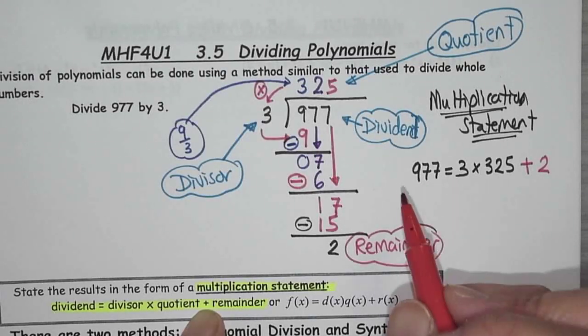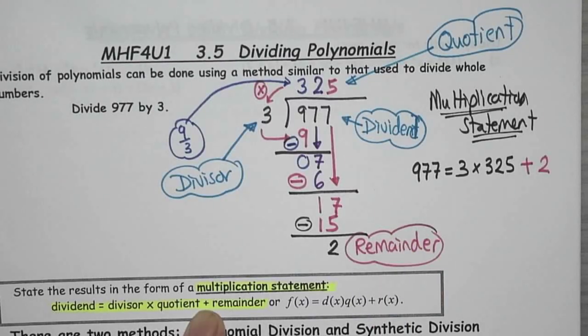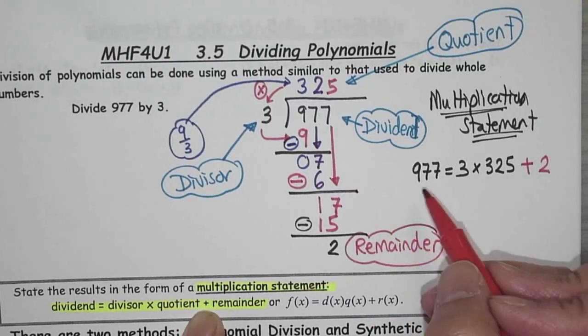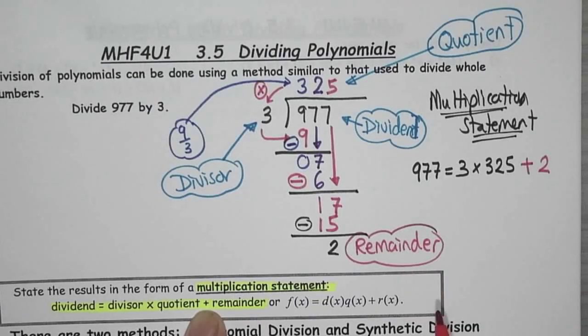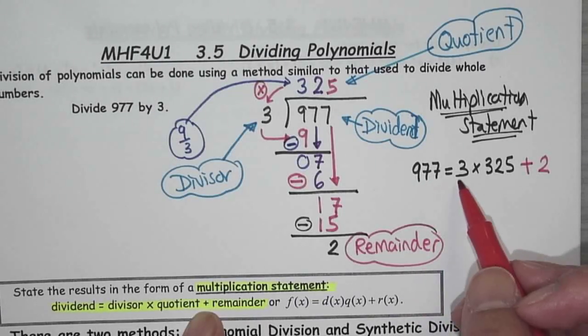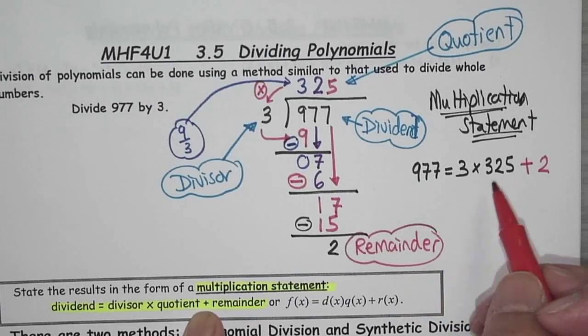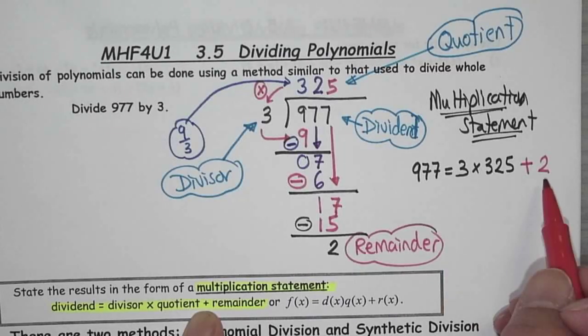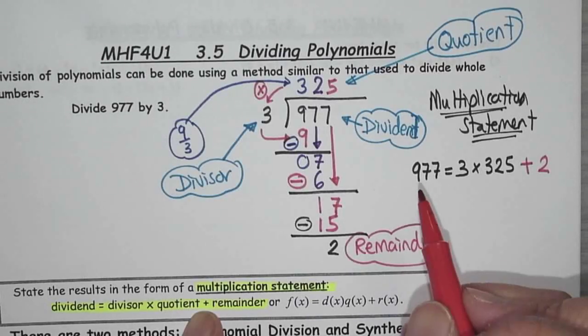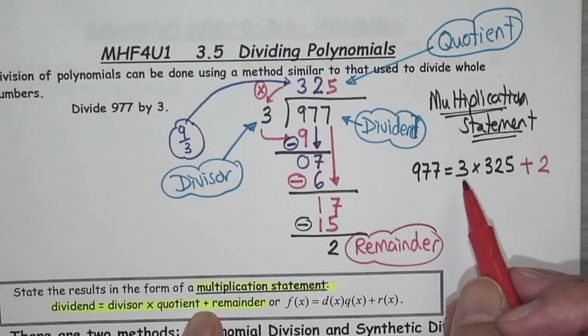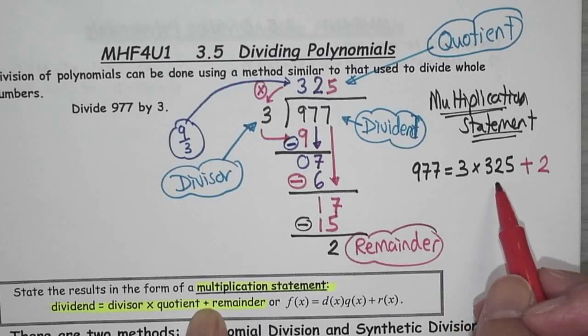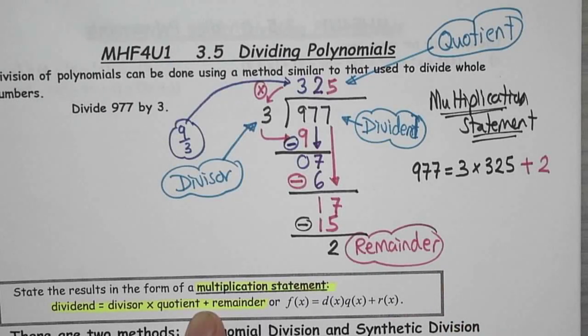That should equal my dividend. Dividend, I always think of it as the end. It's what you end up with: 977. Dividend, divisor, quotient is what you end up getting, and remainder. So the dividend is what you end up with. The divisor is the one doing the dividing. The quotient is what we get after we've divided, and the remainder. Okay, so that's a multiplication statement. You have to know those words because sometimes I'll describe it.